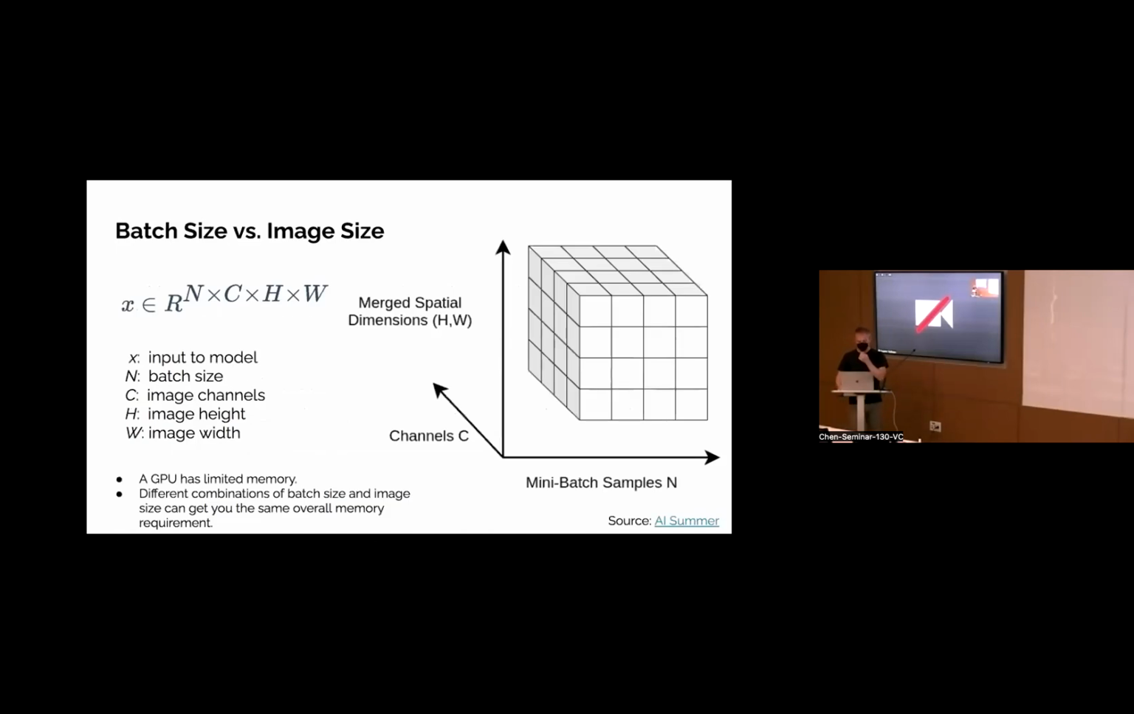So you have a fixed amount of memory on your GPU that you can construct a batch with. And so you need to optimize how you're going to use that memory. So that could be many small images. It can be a few large images. And different combinations of those can get you to the same overall memory requirement.